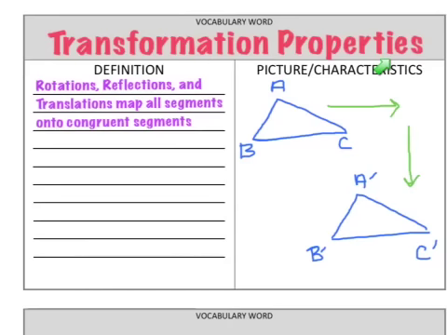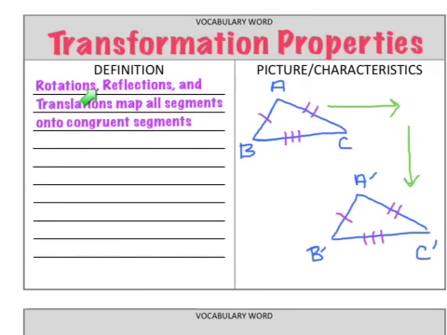So side AB is congruent to side A prime, B prime. And AC, because we used a translation, AC is congruent to A prime, C prime. And you can probably guess that BC is congruent to B prime, C prime. So with our properties, we now know that these 2 triangles are congruent because it was a translation.